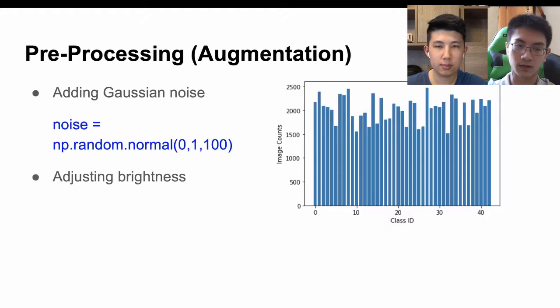Finally, we do some other methods, like adding Gaussian noise or adjusting the brightness. As you can see from the right hand side graph, after augmentation, they are roughly equally distributed classes of images, so it's great for running the model.